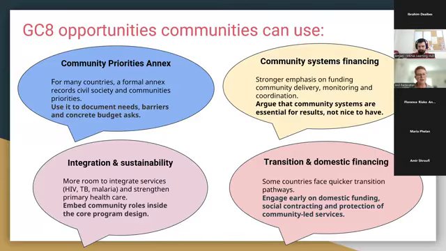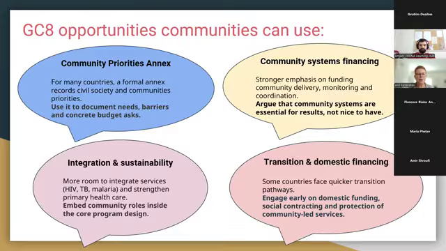In terms of the shifts of a greater focus on integration and sustainability, this gives us an opportunity to embed community roles inside core program designs. And with the greater emphasis on transition, especially in countries that are on an accelerated transition pathway, it's really essential that we start looking early at options for sustaining community-led programming.